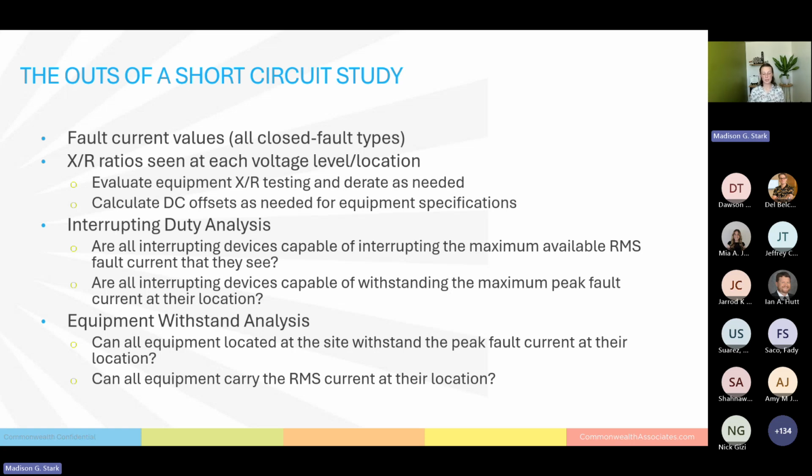And then equipment withstand is for your non-interrupting equipment. Same two questions generally. Can the equipment withstand the peak fault current without mechanical failure? And can the equipment carry the symmetrical fault current without thermal failure? That's really what you're looking for out of a short circuit study in a nutshell.